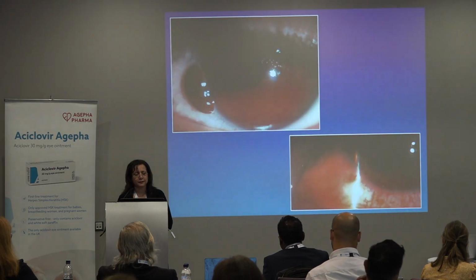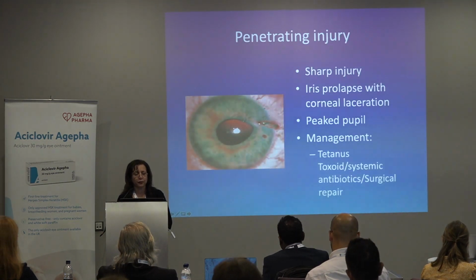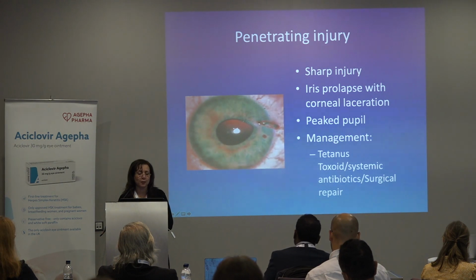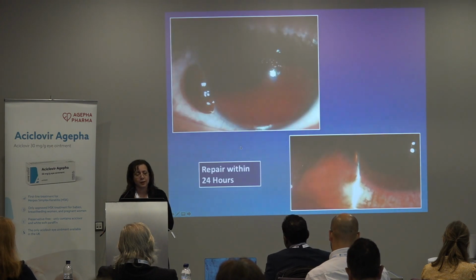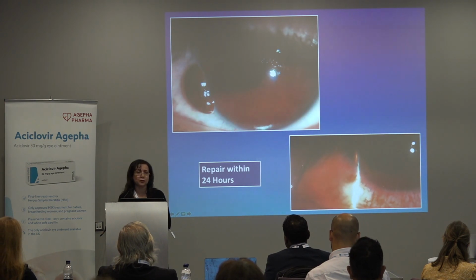So this is an example of the sharp trauma causing the peaking of the pupil, and sometimes it won't be that obvious because you've got subconjunctival hemorrhage, and it can be more at the limbus, but the peaked pupil is what gives it away. This is another child with a penetrating injury, which was repaired actually in 24 hours.